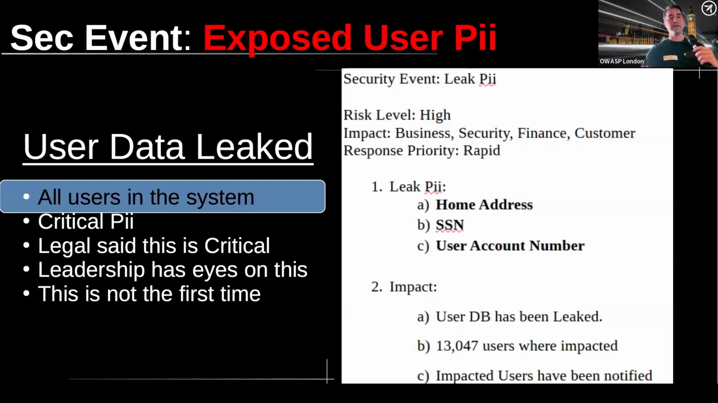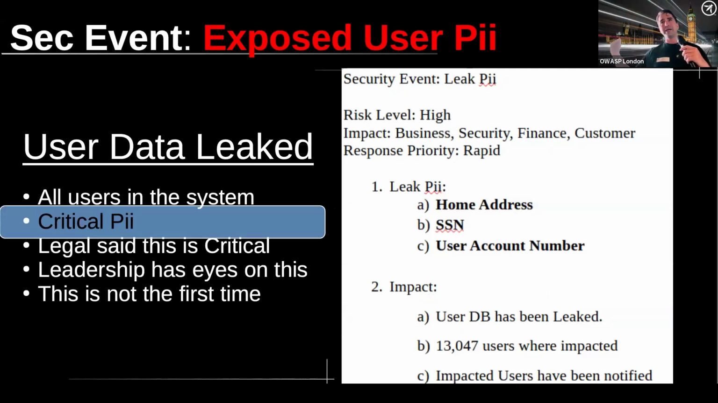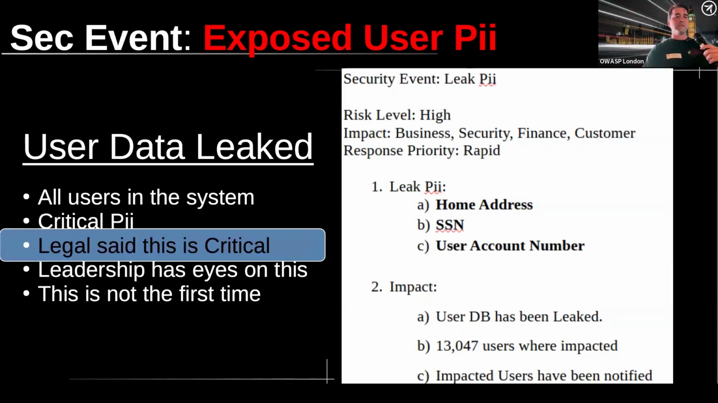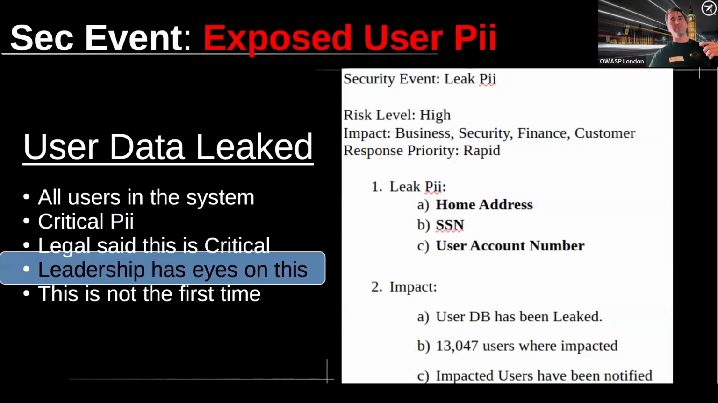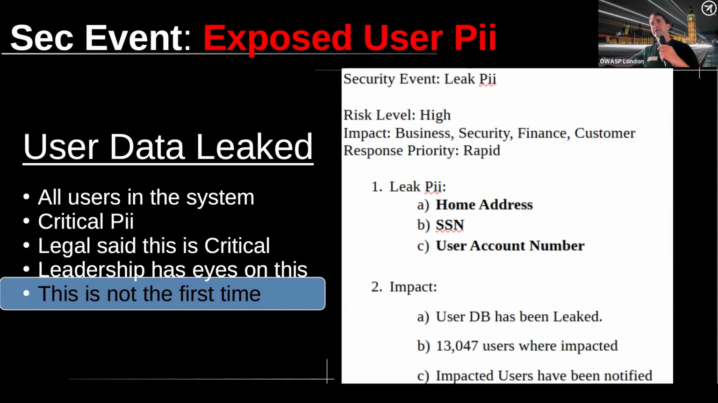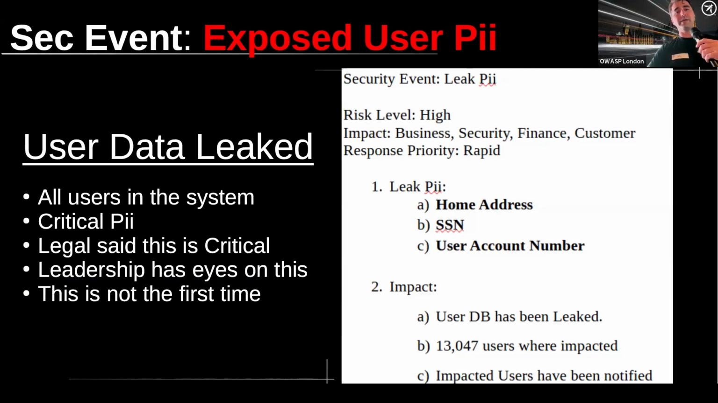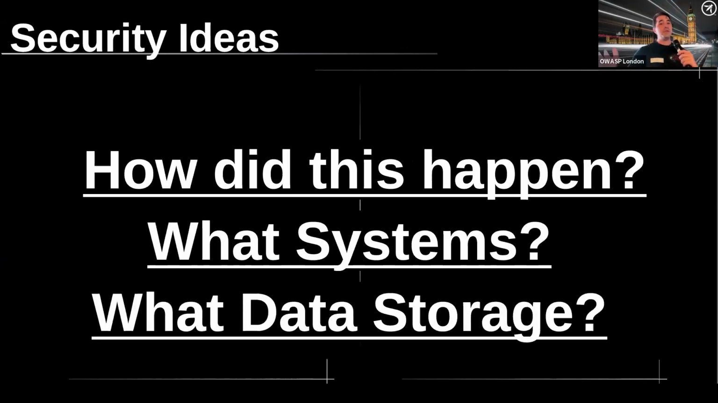All of our user data is out there. Our critical PII, and we've understood what critical PII is: home addresses, credit card numbers, account numbers. Legal has been notified and says this is critical. Leadership has eyes on it, and this is not the first time. Maybe you're lucky enough to not be the only security engineer facing this on your team. Maybe someone else is able to pick up the slack and come after you and follow up with your team.